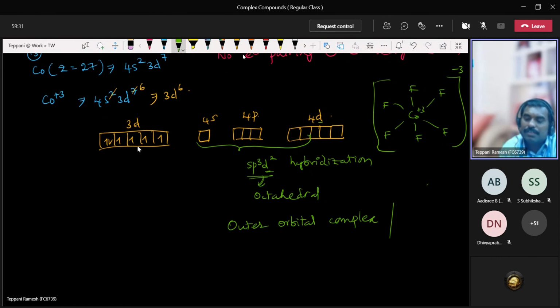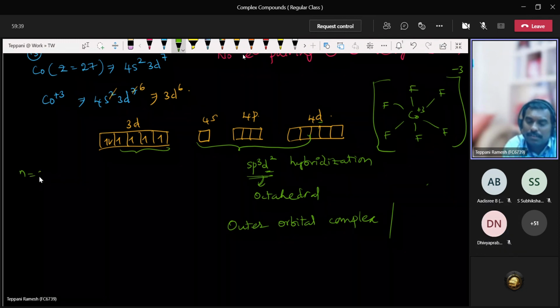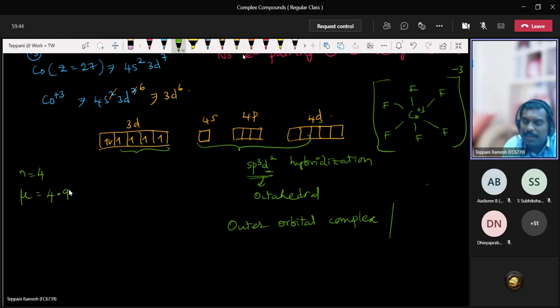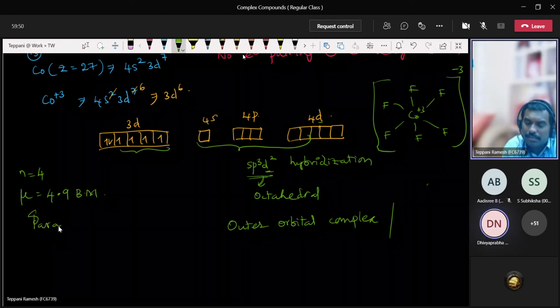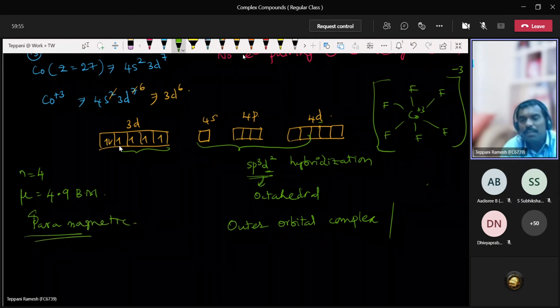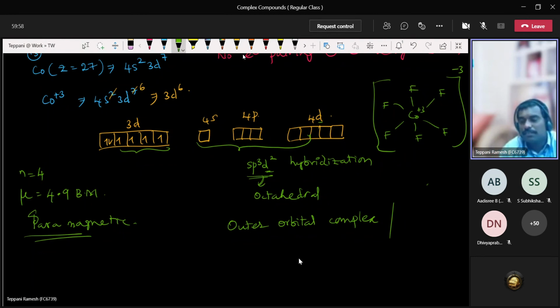Also called spin... you see, how many unpaired electrons are there? 4. Whenever 4 is there, the mu value will come as 4 point something, 4.9 Bohr magnetons. Paramagnetic or diamagnetic? Paramagnetic. So spin is freely present. Spin not paired here, freely present. Very high spin value coming.